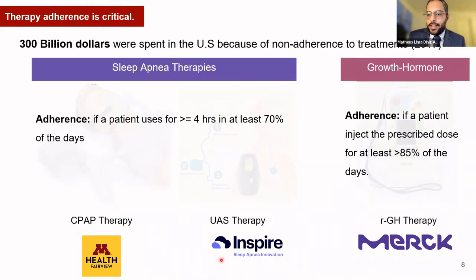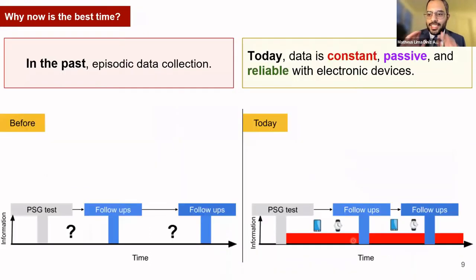We have the Inspire medical system, and also we have the Merck KGaA behind the growth hormone therapy, right? So before I start to talk about the exact problems that I am going to talk about here, I just want to emphasize one thing. Why right now is the best time for the thesis that I am defending here? The first thing is that imagine that you're a patient in the past.